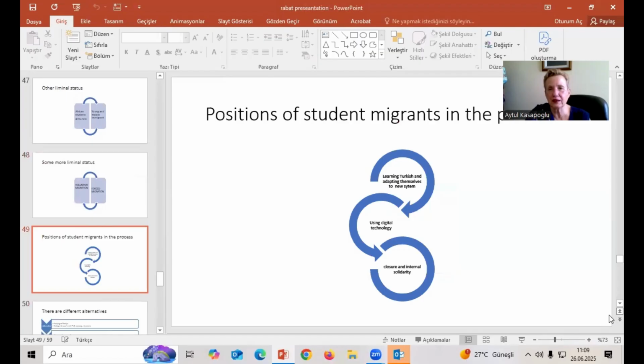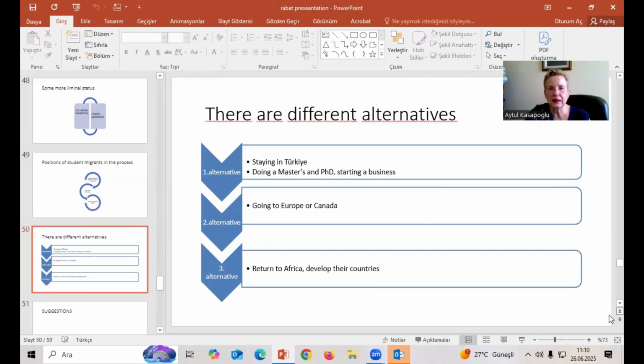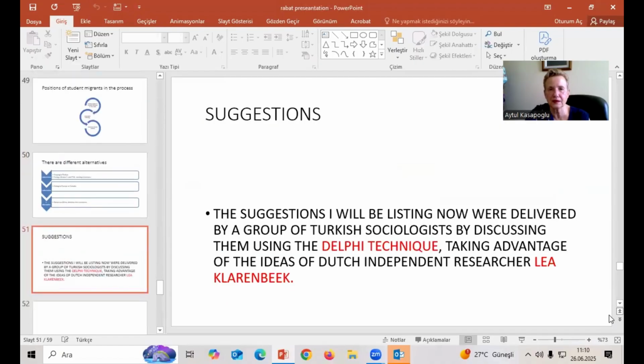Position of African student migrants in the process: learning Turkish and adapting themselves to the new system, using digital technology, closure and internal solidarity. And there are different alternatives. First, staying in Turkey, doing a master's and PhD, starting a business. The second alternative, going to Europe or Canada. Third alternative, returning to Africa and developing their countries.